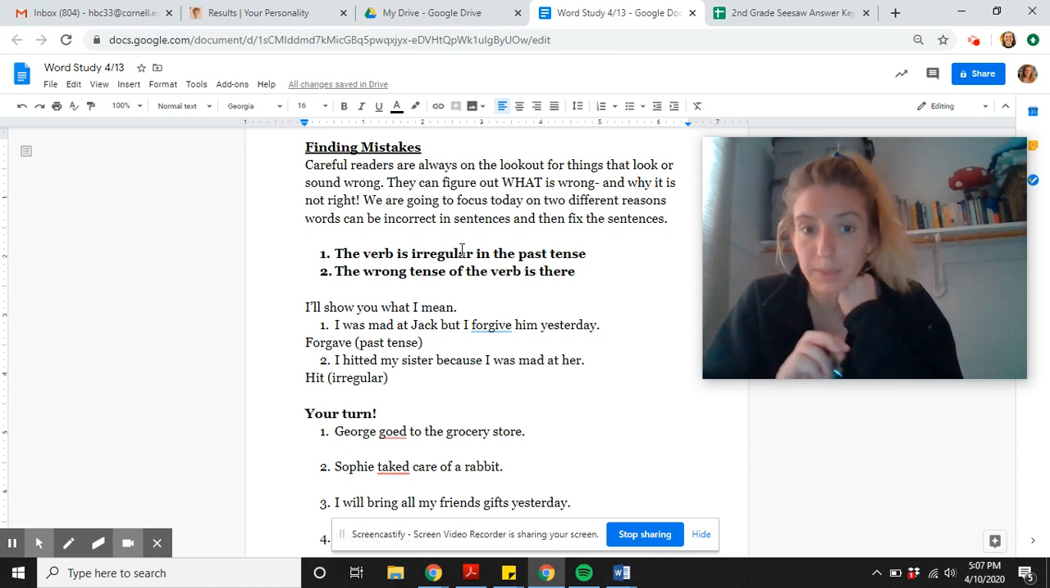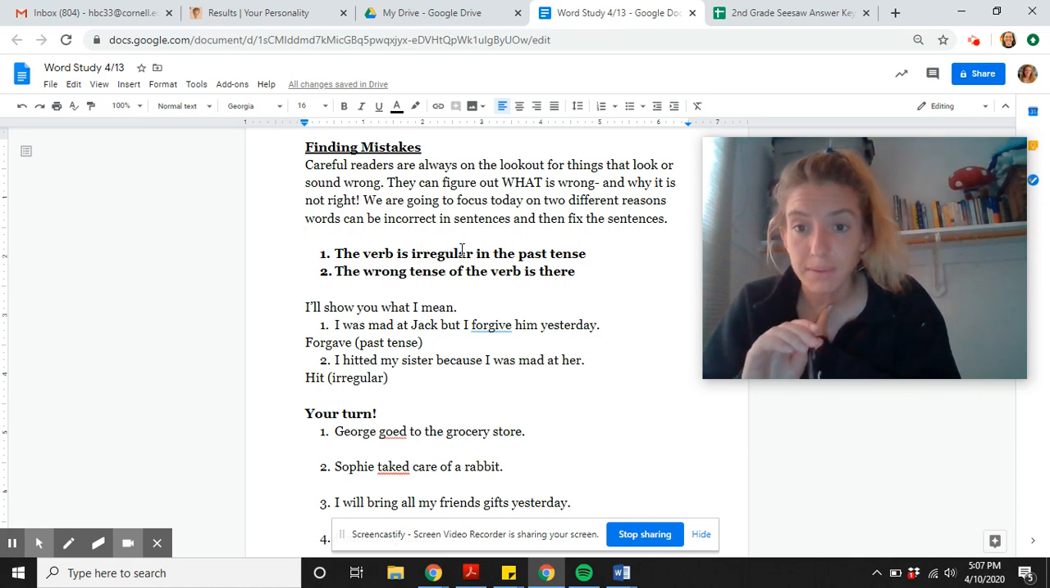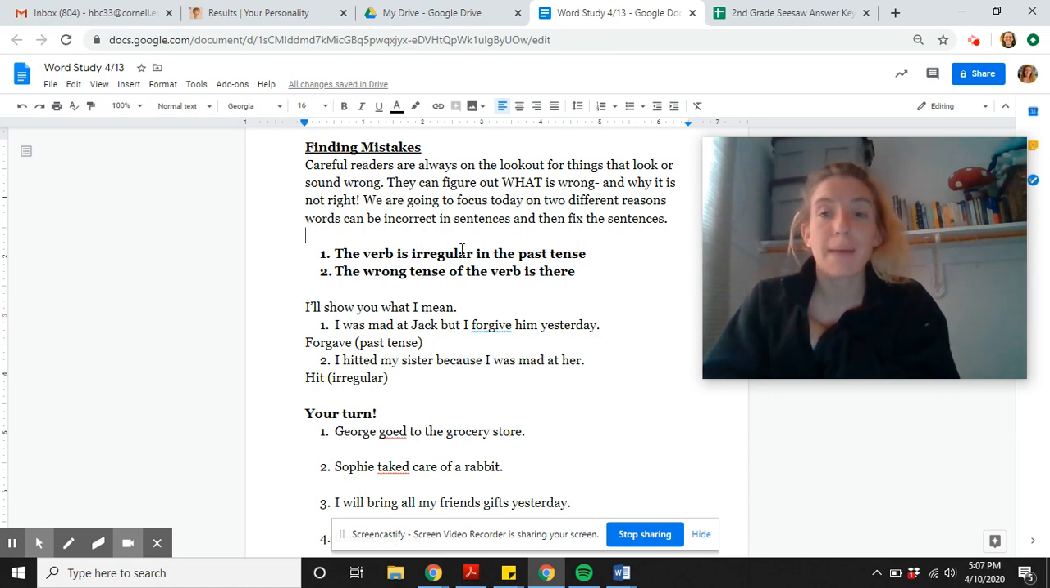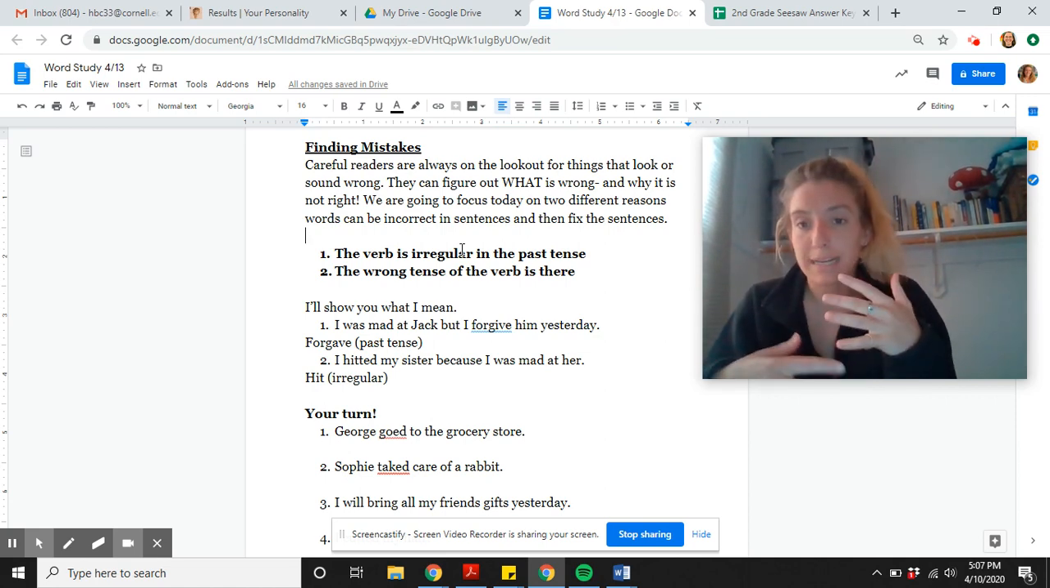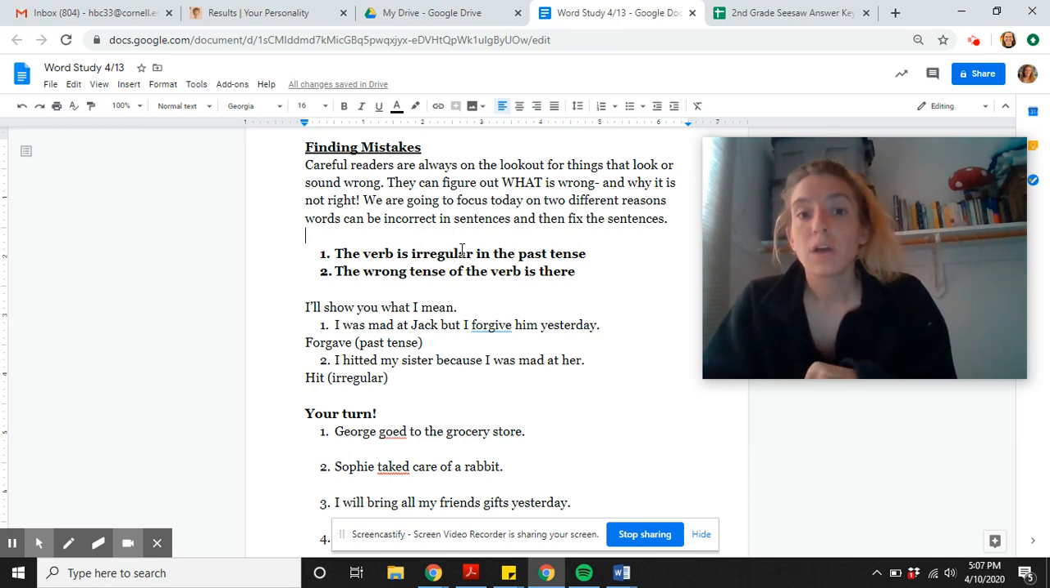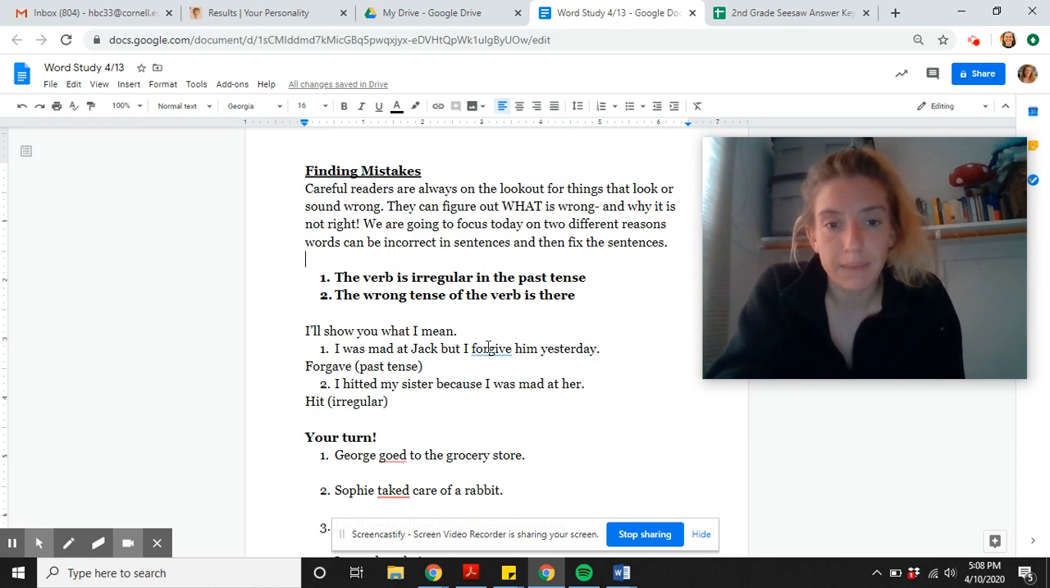The other problem we're going to focus on is putting the wrong tense of the verb in the sentence. Now, the tense of the verb, which means past, present, or future, needs to match the context of what's going on in the sentence. So if you're talking about something that happened yesterday, you can't have a future tense verb. If you're talking about something that's going on right now, you can't have a past tense verb. So you need to be paying attention to not only what is the verb, but what is the context of the sentence. Let me show you what I mean.